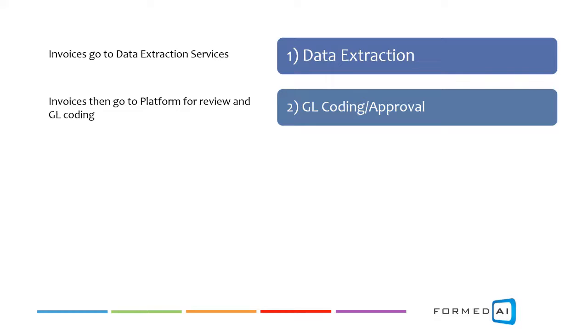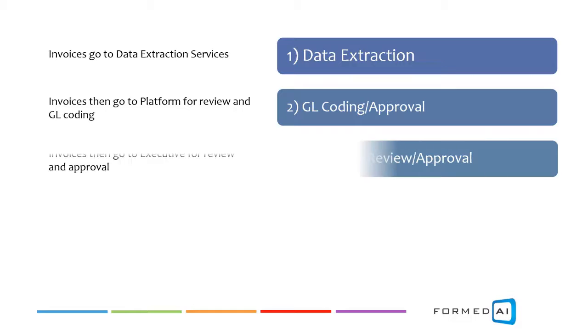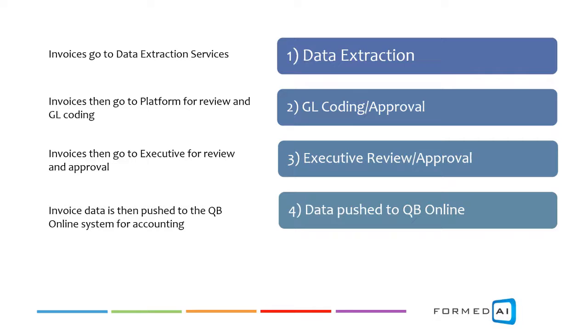Once it's approved by that accounts payable person, it'll go to an executive, say a controller or CFO or any higher level approval. They'll review it and approve it, in which case it'll then be pushed to the system. In this case, for the demo, we're using QuickBooks Online.